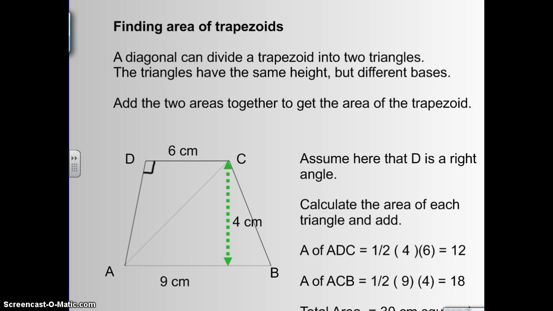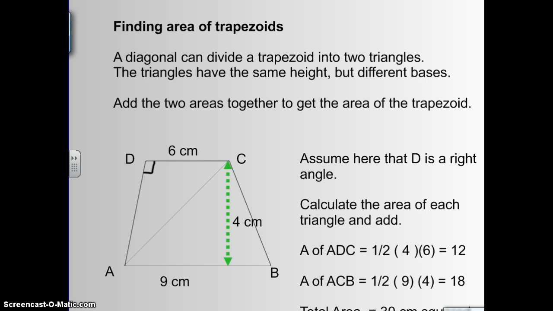So the area of ADC is 1/2 times the base times the height. So it's 1/2. The base is 6. The height is going to be 4, the same as the height of the green line, because we're assuming that's a right angle, AD, so that height is the same as from C to the base, that's 9 centimeters. So you're going to take 1/2 times 4 times 6, and that equals 12.